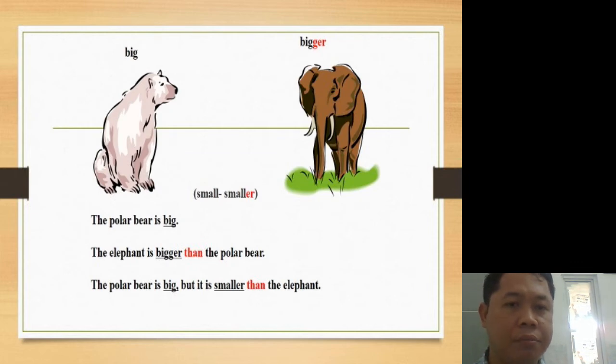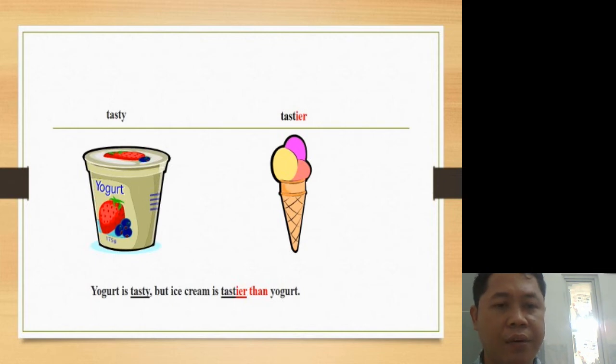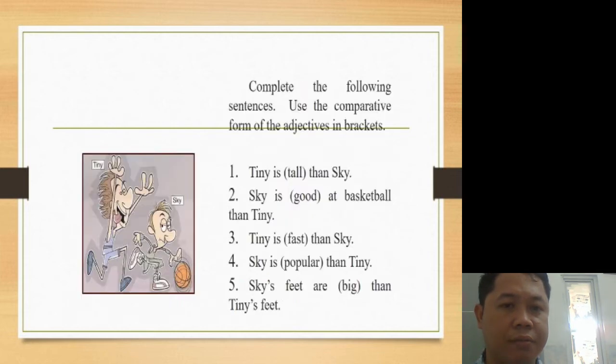Another example, big, bigger. Small, smaller. The polar bear is big. The elephant is bigger than the polar bear. The bear is big, but it is smaller than the elephant. Another example for an adjective that ends with y: yogurt is tasty, but ice cream is tastier than yogurt.